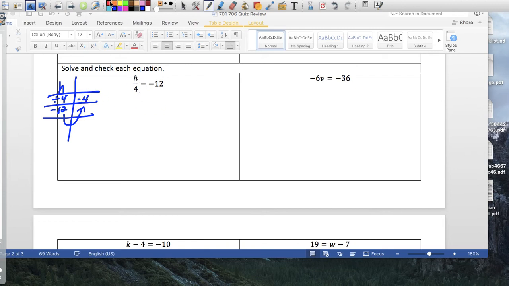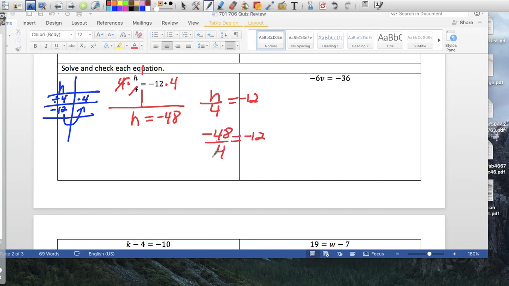So let's show this. So here's my equation. Multiply this by 4, this by 4. This will cancel out. Left over is h, and negative 12 times 4 is negative 48. If I do my check, it's h over 4 equals negative 12. H is negative 48, so it's negative 48 over 4 equals negative 12, and negative 48 over 4 is indeed negative 12. So I need to see all this. Any deviation from this, and you're not going to get a full point.